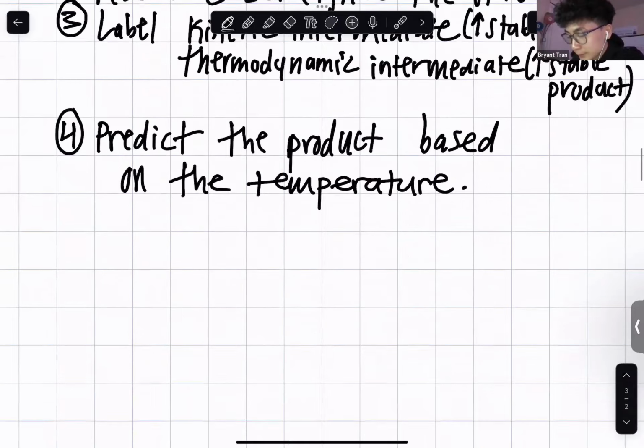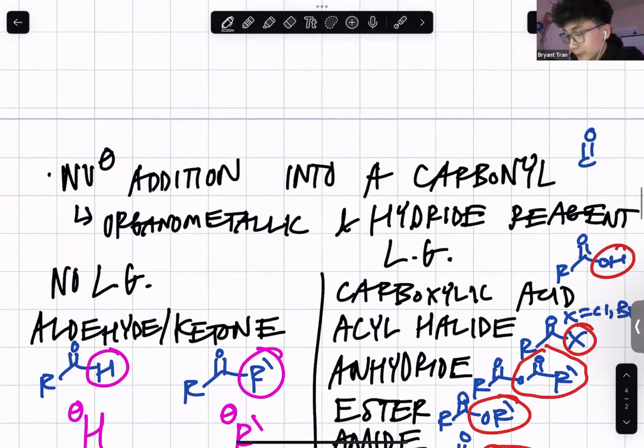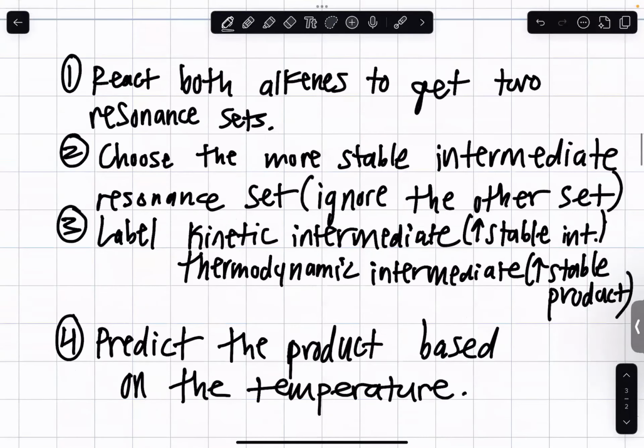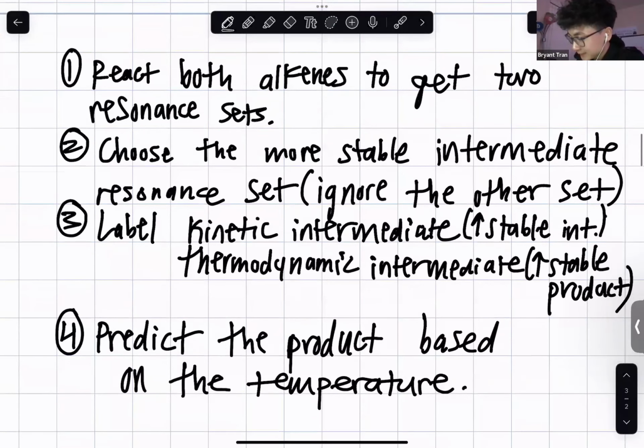So that was with HX. You could also react the alkene with X2. Wait, can you scroll up? I need to screenshot the steps. Okay, we're good.